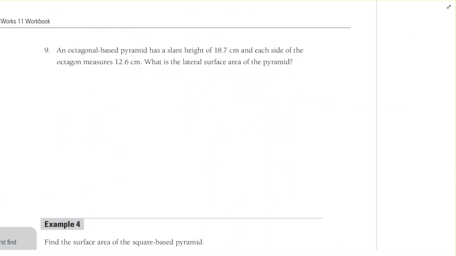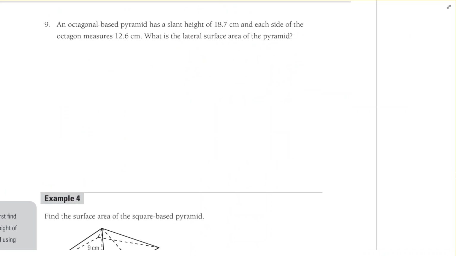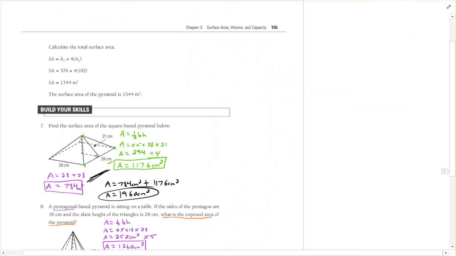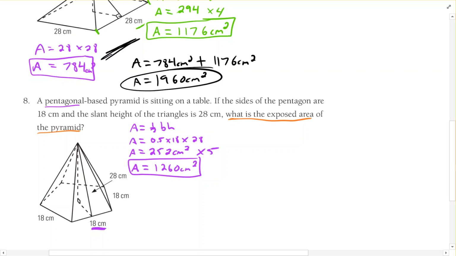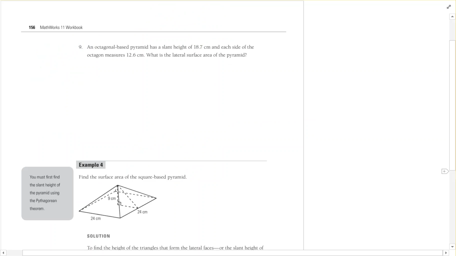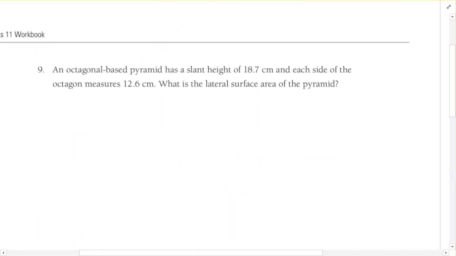Okay, number 9 here now is actually going to be pretty much exactly like number 8. So I'm going to let you guys actually go ahead and do that. And again, just reading the question here to make sure we got this right now. It says, what is the lateral surface area of the pyramid?